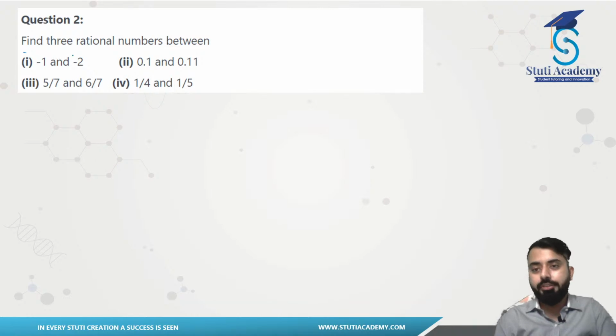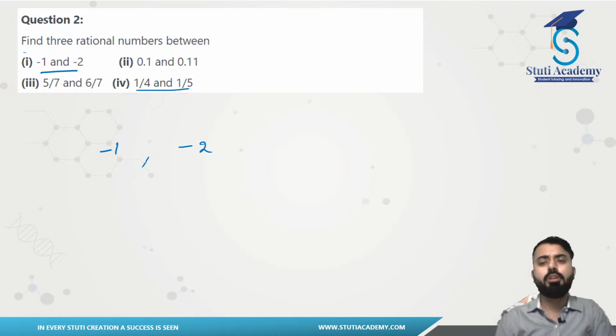So firstly, I'm going to attempt this one and your 4th one. You see I have -1 and -2. Now, you have various methods to find rational numbers. You can use averages, or you can make the denominators the same, then multiply with a common factor. I will be following the second method, not the average one. I already know the denominators are same. It is 1 and 1 here, right?